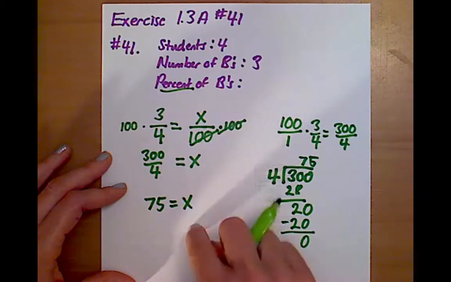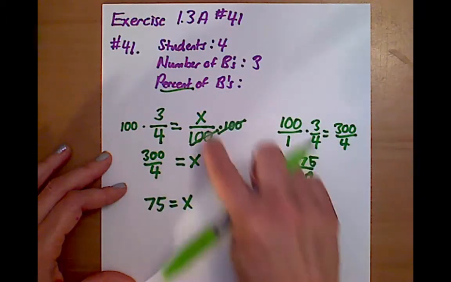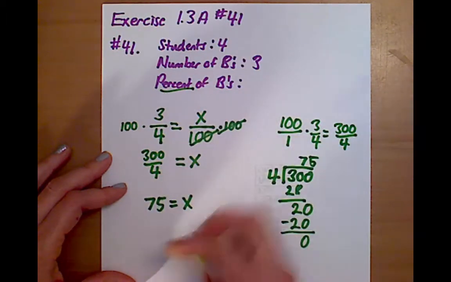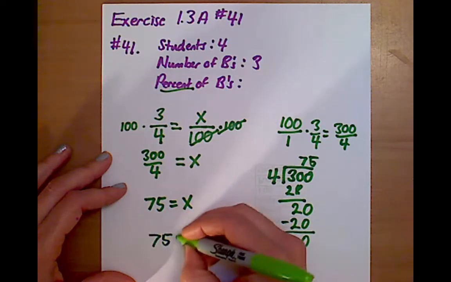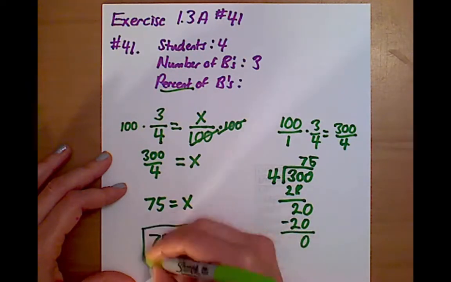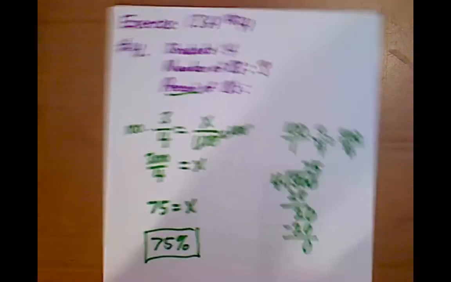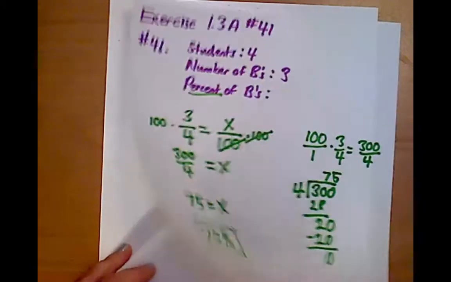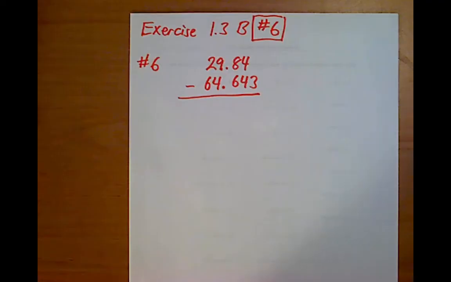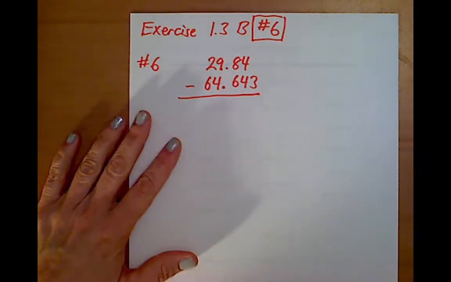So x is equal to 75. Which means that 75 out of 100, which is written as 75%, is the number of students who have B's. Okay? So that was the first one. Our next problem. All right, here's exercise 1.3b, number 6.